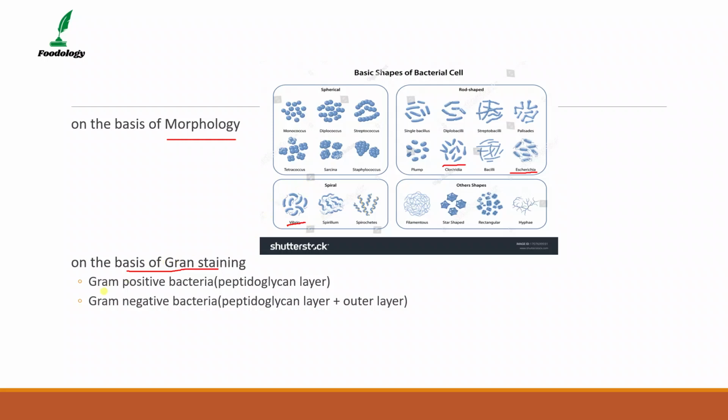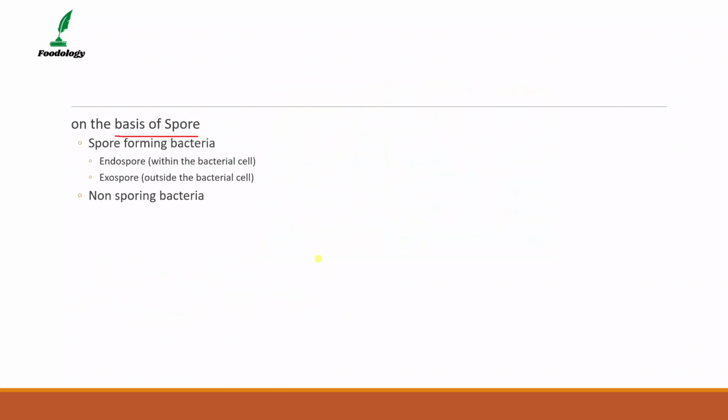Then on the basis of gram staining, we have gram positive bacteria. Then we have gram negative bacteria. In your gram positive bacteria, you have only a layer of peptidoglycan. Whereas in your gram negative bacteria, you have a layer of peptidoglycan plus an outer layer. Then, on the basis of spore, we have endospores and exospores, endospores within the cell, and exospores outside the bacterial cell. Then we have non-spore forming bacteria.